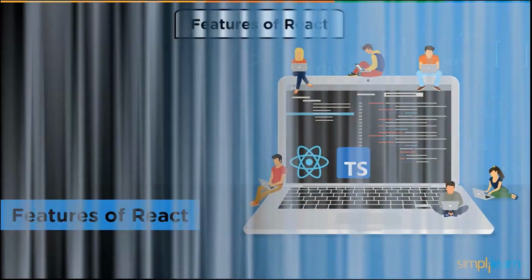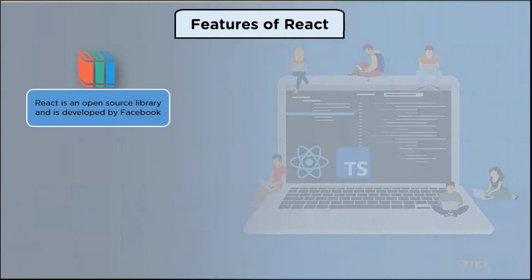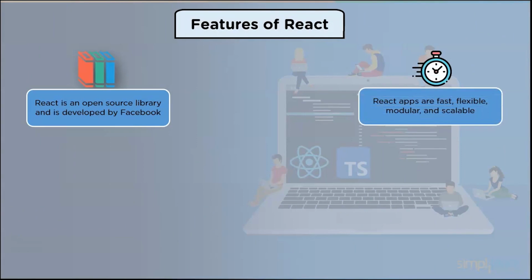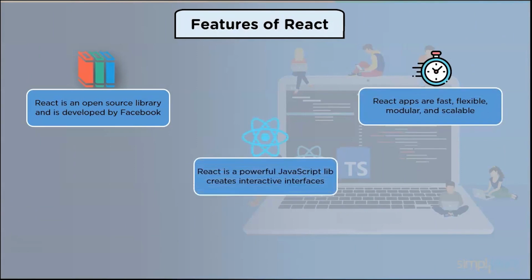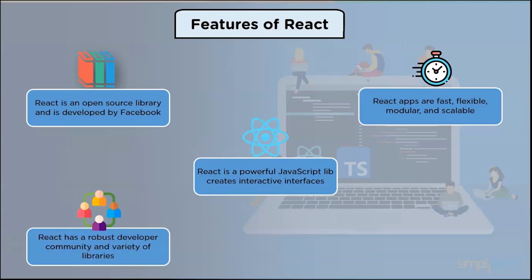Features of React. React is an open source library and is developed by Facebook. React apps are fast, flexible, modular, and scalable. React is a powerful JavaScript library that creates interactive interfaces. Popular libraries of React are Redux, Material Design, and Jest. Redux helps manage state in JavaScript. Redux is the most popular of all React libraries because it easily tracks the state as the application size grows. React has a robust developer community and a variety of libraries.